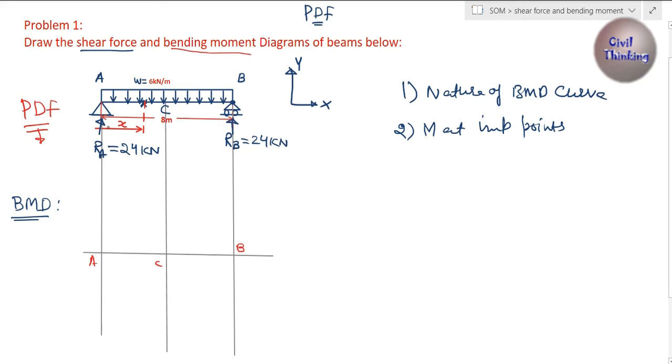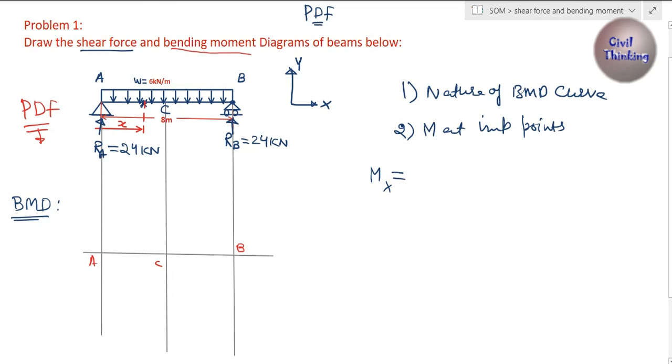We need to consider a general section at a distance of x from A, or we can also find this at a distance of x from B. This doesn't make any difference. We have already drawn the section. This is the x. Now let's find the moment at x. Mx means moment at x. Now consider the left part.